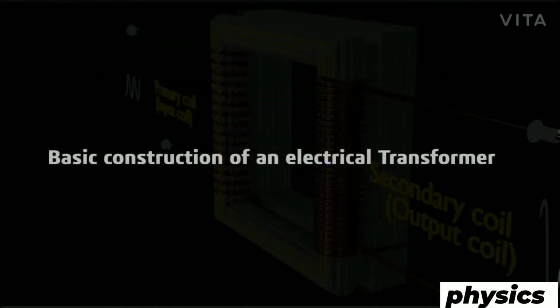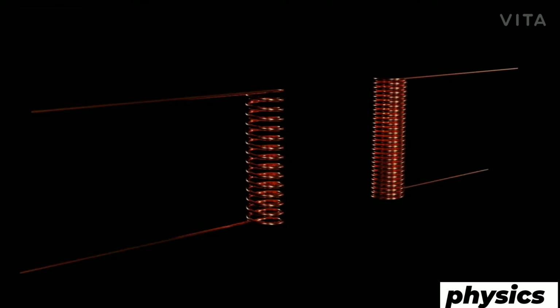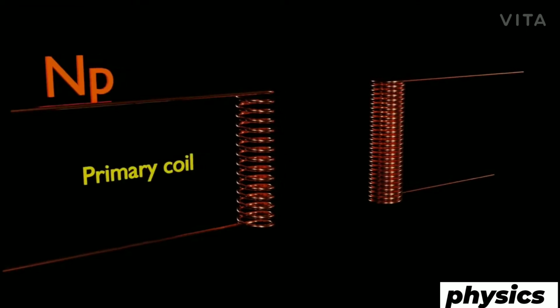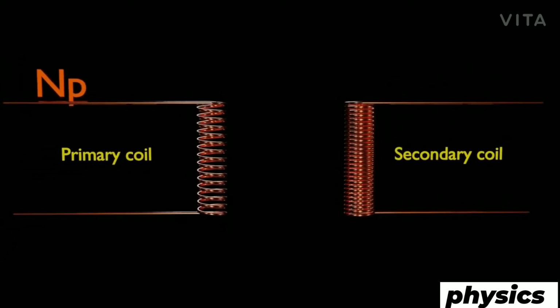Basic construction of an electrical transformer. A transformer consists of two sets of insulated coils. One of the coils, called the primary coil, has Np turns. The other coil is called the secondary coil. It has Ns turns. Often the primary coil is the input coil and the secondary coil is the output coil of the transformer.